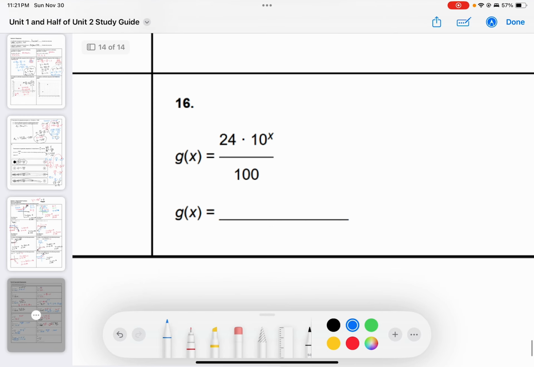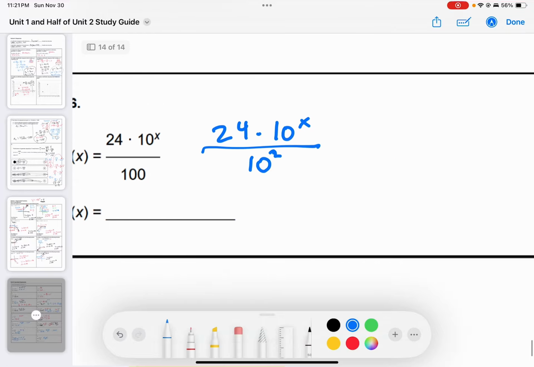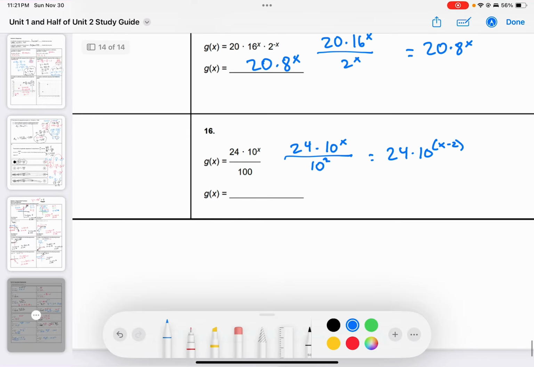And last problem on the worksheet, and then I get to go to sleep. We've got, oh, this is a good one. 24 times 10 to the x. Well, this can be rewritten as 10 squared. So we could really write this, if we wanted to, as 24 times 10 to the x minus 2.